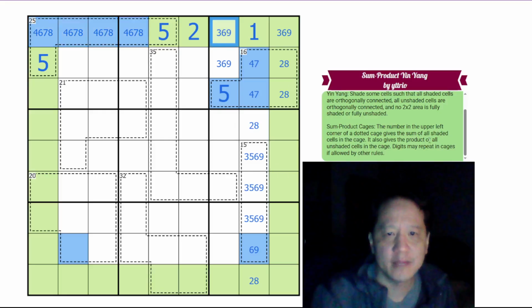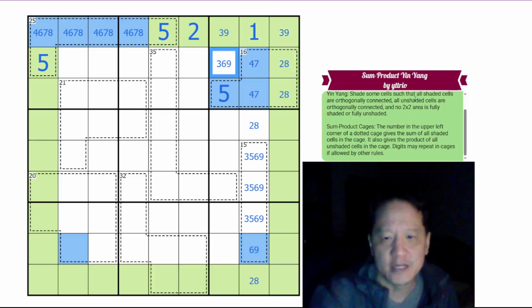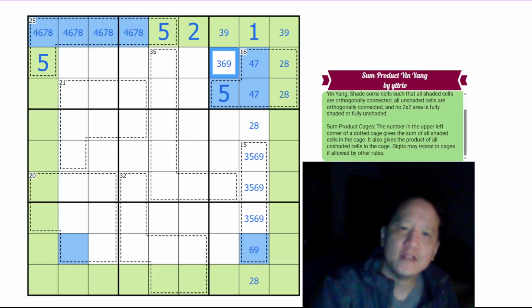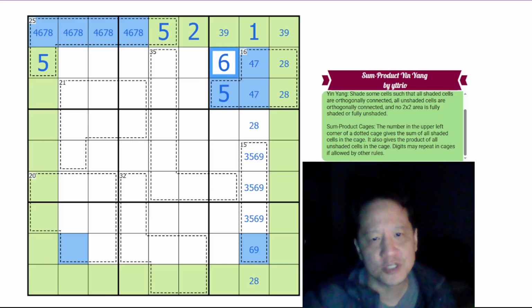the row. This can't be 6 here. This can't be 6 here. It's a 3, 9 pair, which eliminates 3 and 9 in the rest of the box. So this is 6. Also, this is a 2 by 2 area, which is all shaded, so this must be unshaded. This is a 2 by 2 area that's all unshaded, so it must be shaded here, so it's blue.